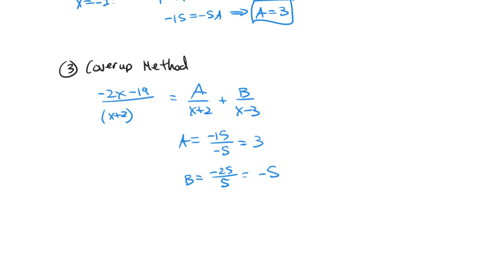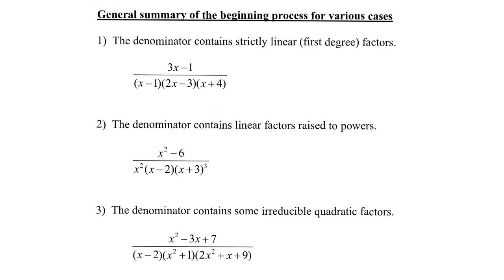Now this only works when you have linear non-repeating factors, but when you have them, it's pretty fast. But all three of these methods gave us the same thing, and they would allow us to break down that rational expression into a couple easier expressions that we can integrate without any problems. All right, so hopefully that made sense. And now we're going to just look at a general summary for how we go about doing this.